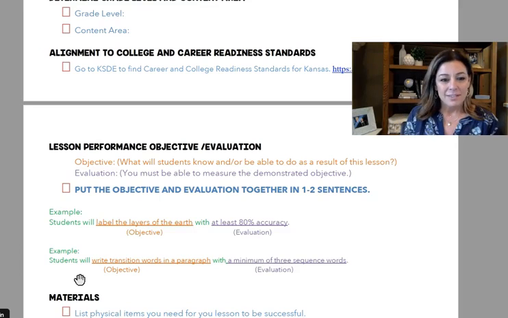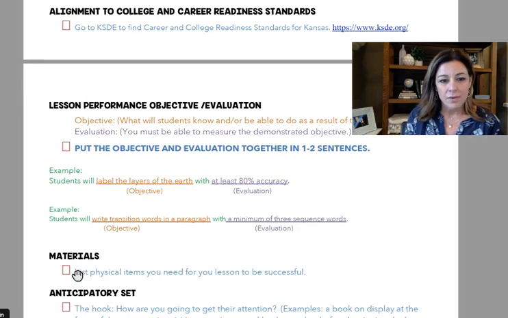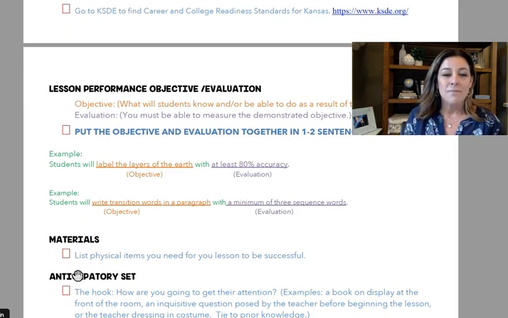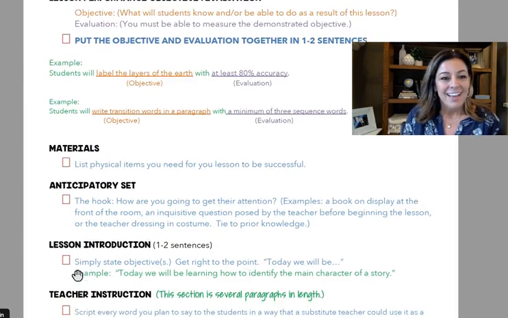So that is measurable. Okay, if you have any questions about how to write these, I'm very happy to talk with you one-on-one. We could Zoom and talk about it.